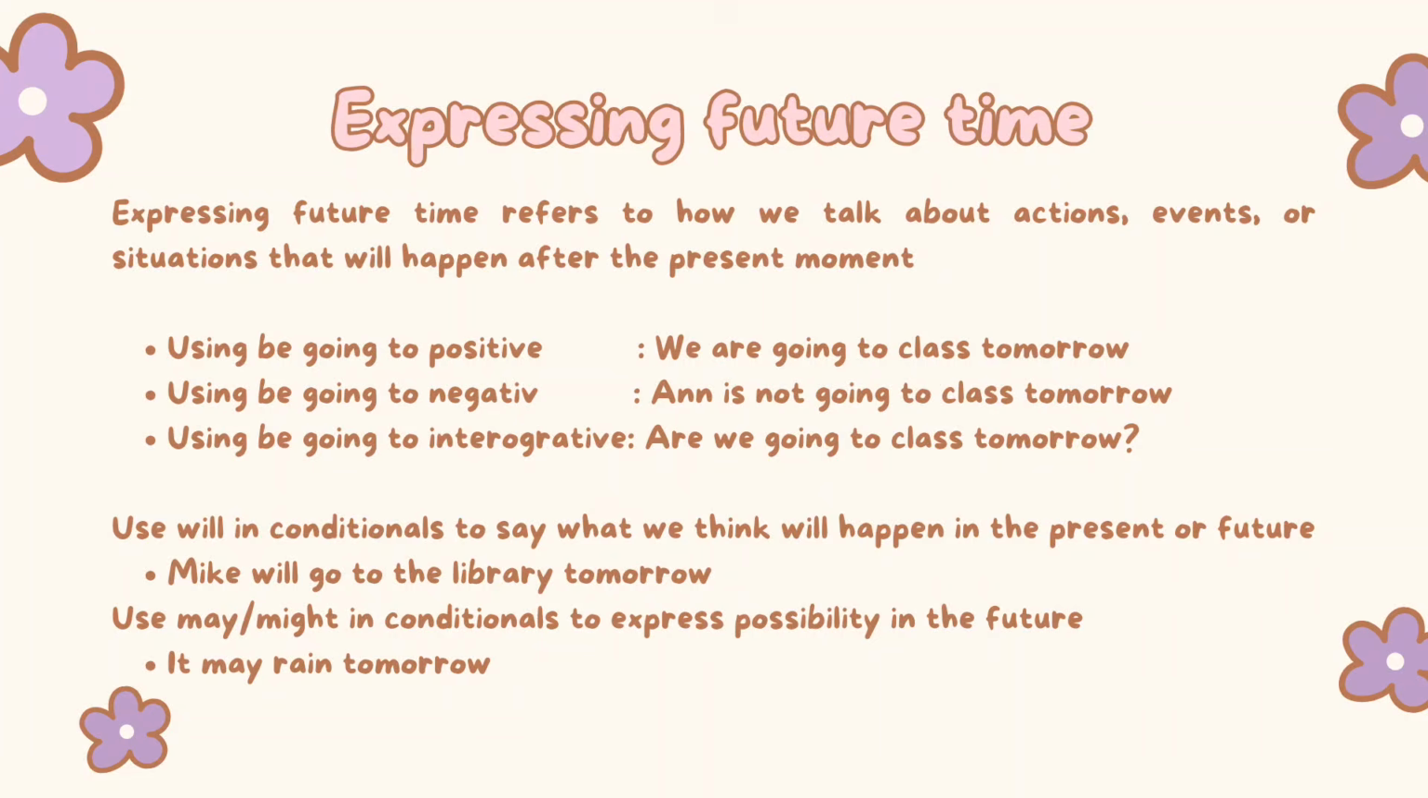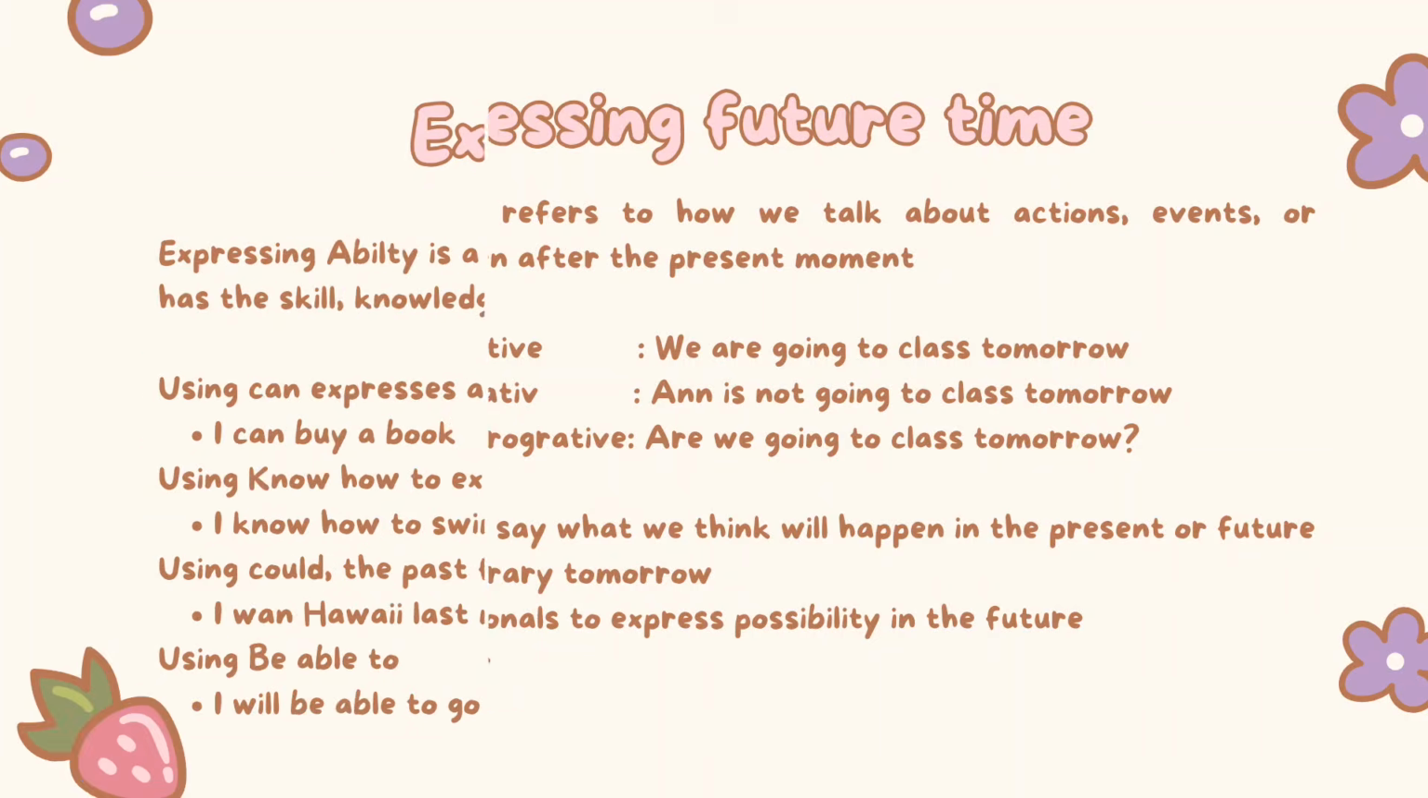However, may, or shall I say might, is used in conditionals to express possibility in the future. So it's basically a 50-50. For example, it may rain tomorrow basically means it is not sure if it will rain tomorrow or not. So may or might is again used to express possibility in the future.